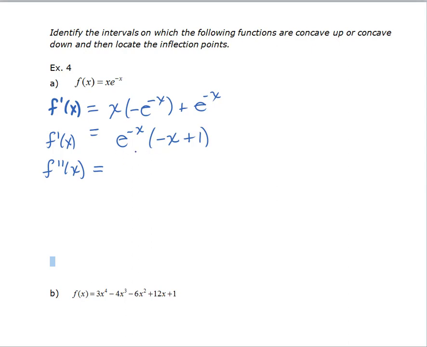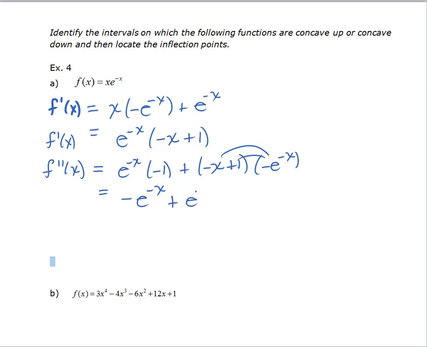And so I'm going to just use a product rule here. So first would be negative e to the negative x times the derivative of the second, which would be just negative 1, plus the second times the derivative of the first, which is negative e to the negative x. I'm going to simplify and factor. So I have negative e to the negative x. When I distribute, I'm going to get plus e to the negative x. And there's an x there. It's going to be positive x e to the negative x minus e to the negative x.